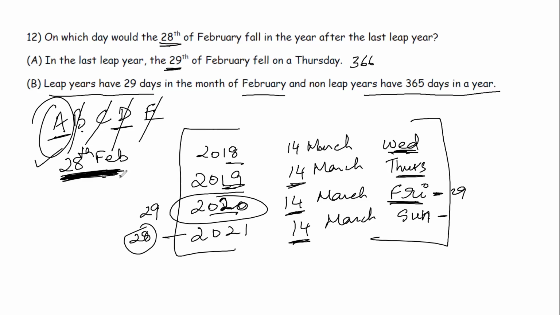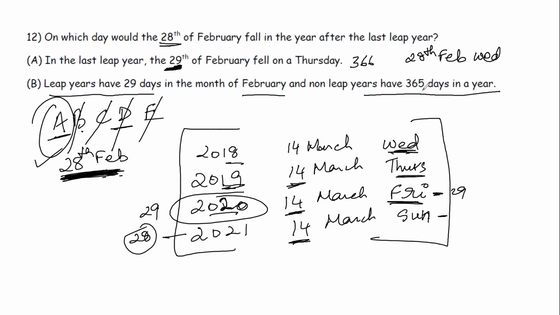So on which day would the 28th of Feb fall? I think a very good way to solve this question is to not consider the 29th, take it as the 28th. So we know if the last leap year's 29th of February fell on a Thursday, take it as the 28th of Feb, which fell on a Wednesday, right? Makes sense, right?